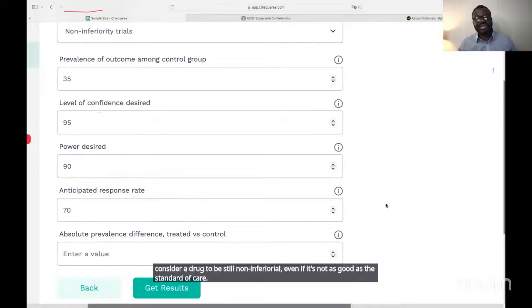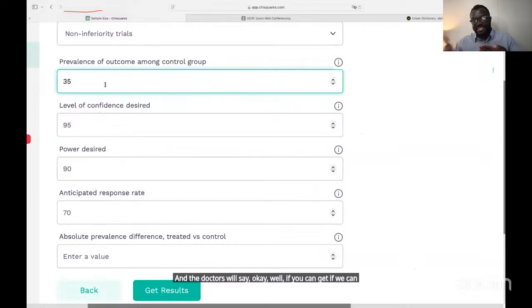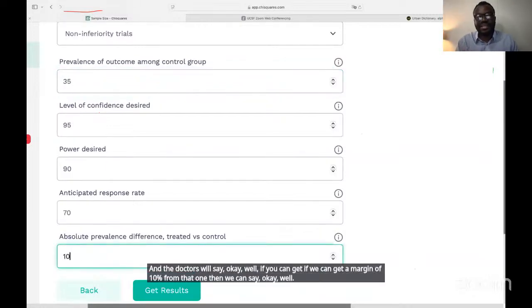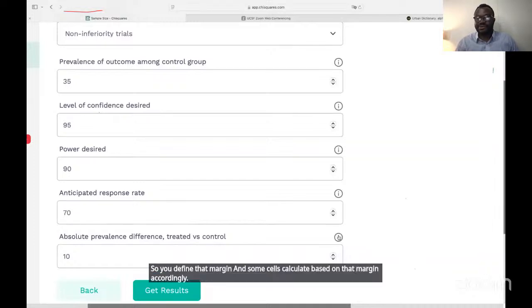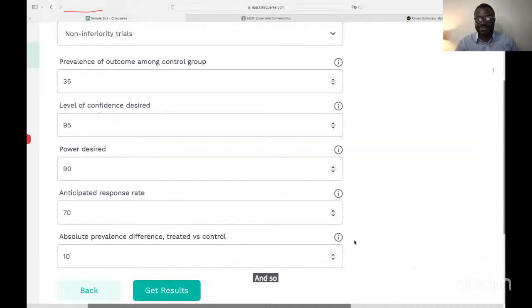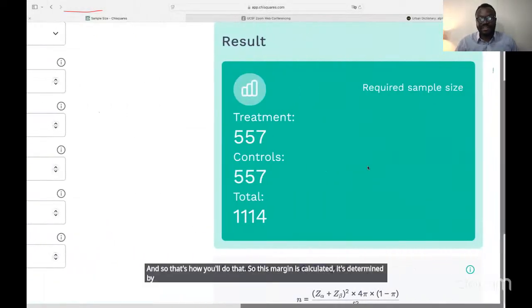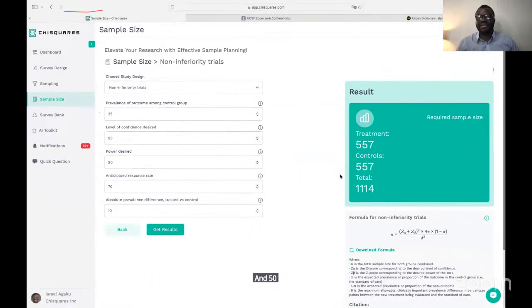And the doctors will say, okay, well, if you can get a margin of 10% from that one, then we can say, okay, well, it's non-inferior, right? So you define that margin and the sample size is calculated based on that margin accordingly. And so that's how you do that. So this margin is determined by professionals. So in this case, I know that I need 557 people in the treatment arm and 557 controls, right?